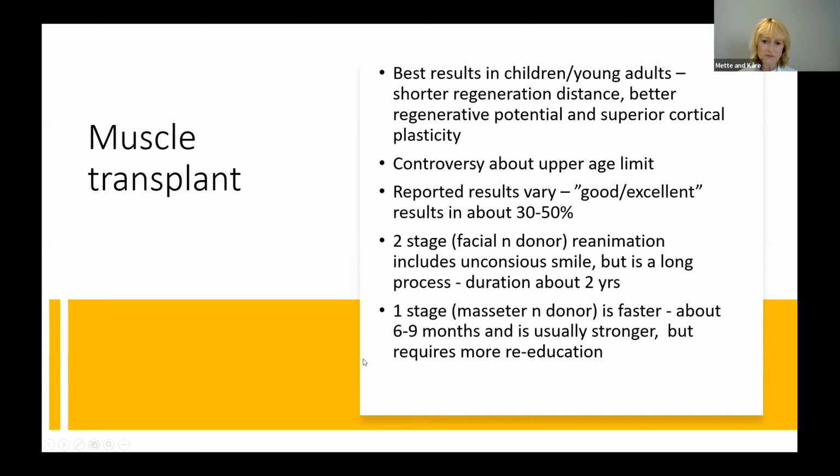For the classic 2-stage procedure, you have the facial nerve of the opposite side as a donor, and the reanimation will include an unconscious smile when it works. It's a long process though, and it can be difficult to achieve. An alternative is the 1-stage where you take the muscle transfer to the masseter nerve, which is faster and usually stronger, again, because it's a strong donor nerve. And it will require some more re-education along with the other chewing muscle reanimations.